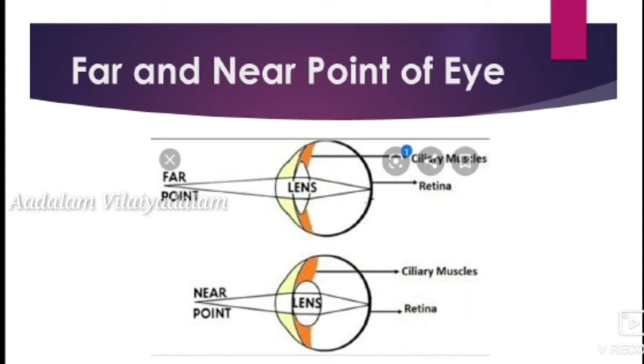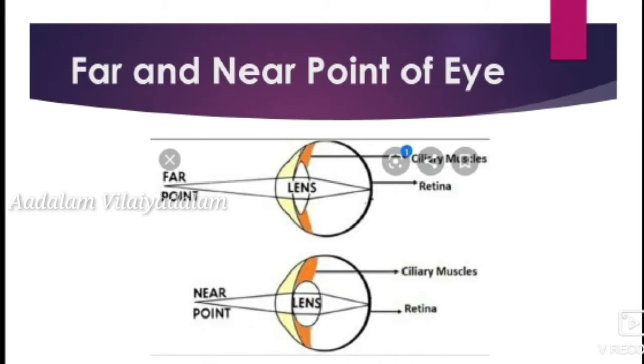The minimum distance required to see an object without strain is known as the near point of the eye, and it is normally 25 centimeters for human eyes. So we should see any object, such as mobiles or textbooks, at a minimum distance of 25 centimeters from our eyes.